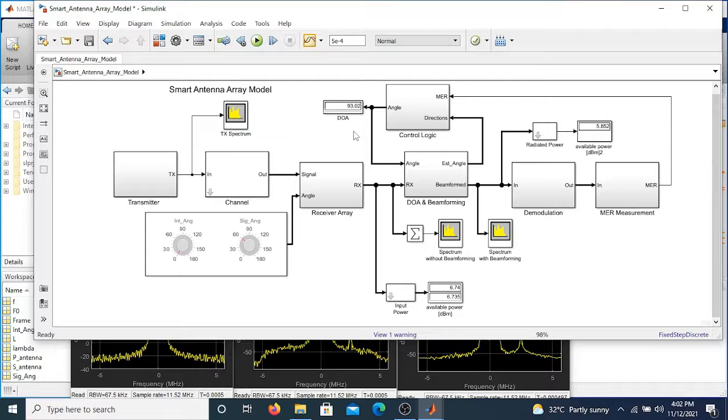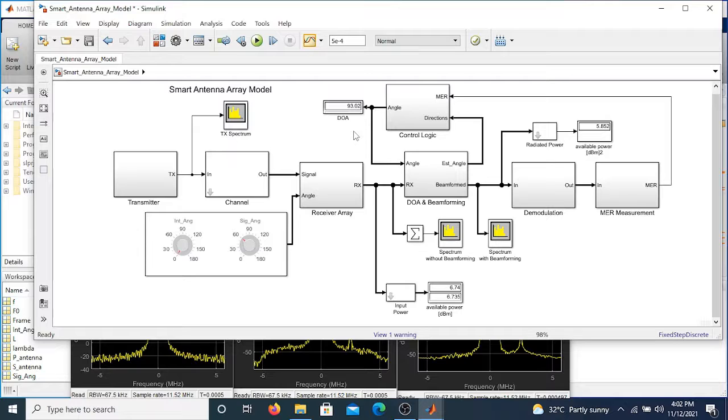So with this simulation, the main objective was to design, simulate, and model a smart antenna array using MATLAB. The second objective was to determine the efficiency, directivity, and gain of the smart antenna array. With that being said, the simulation results fully support the theories behind the expected results.